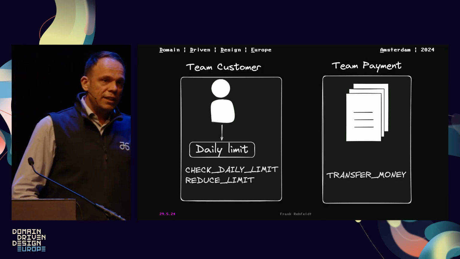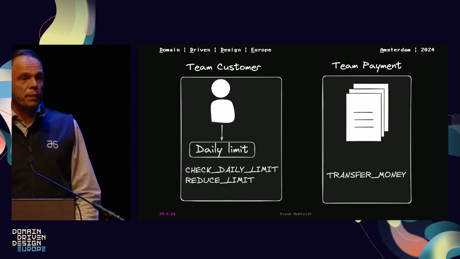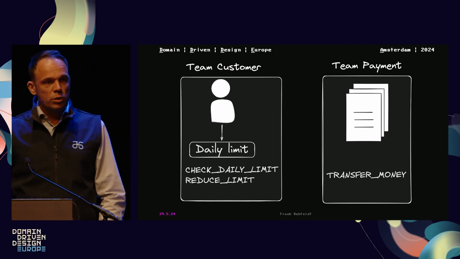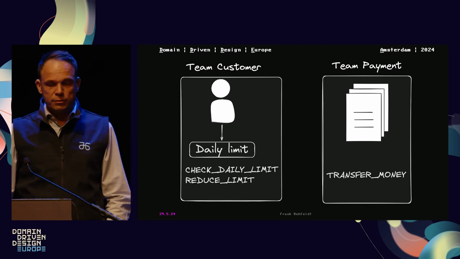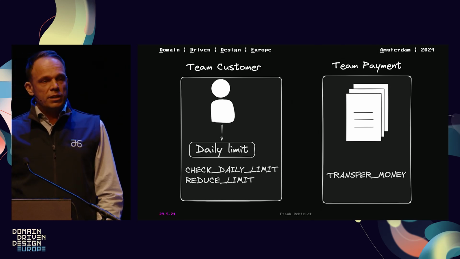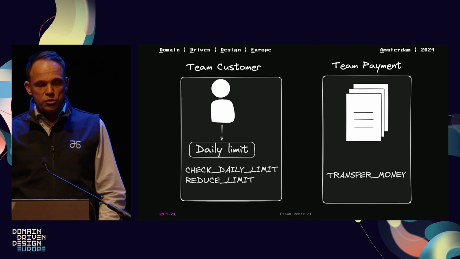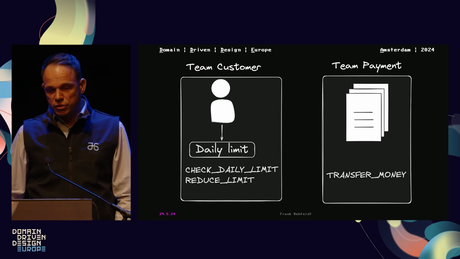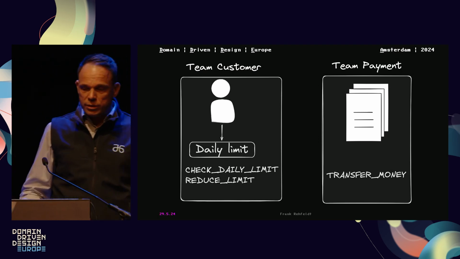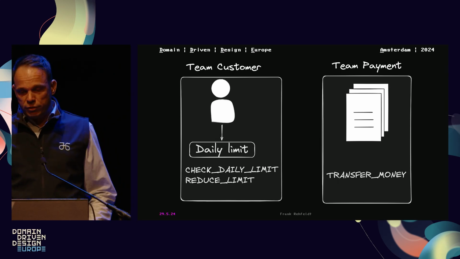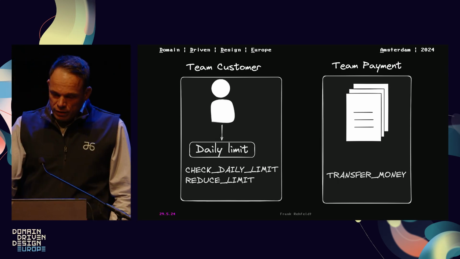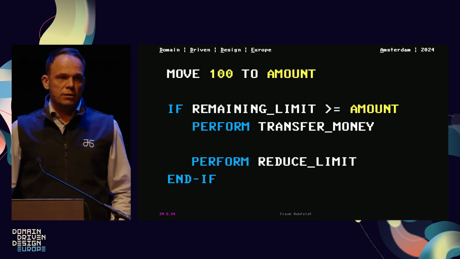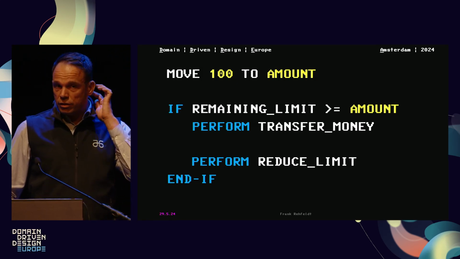And also in the legacy system, we have teams, a team customer and a team payment. And as it happens, these teams have worked together for more than 30 years. And traditionally, the team customer owns the daily limit attribute and implements the check daily limit function and also the reduce limit function. And the team payment, well, they are responsible for the transfer money function. And in the legacy system, the corresponding code could look like this. And this is actually valid COBOL.